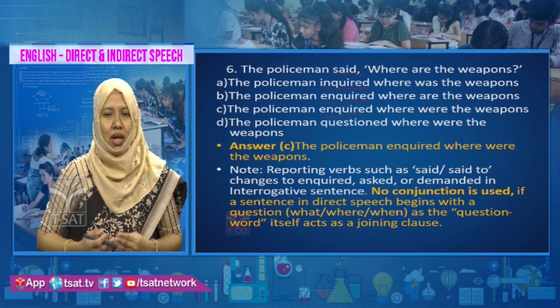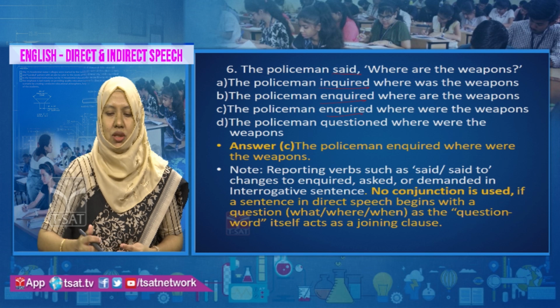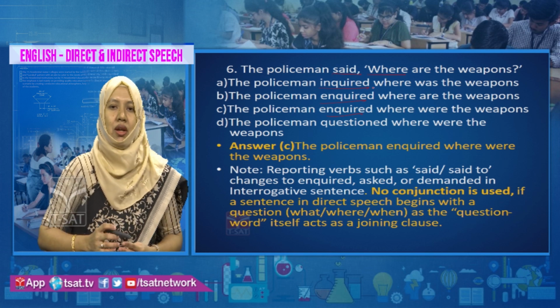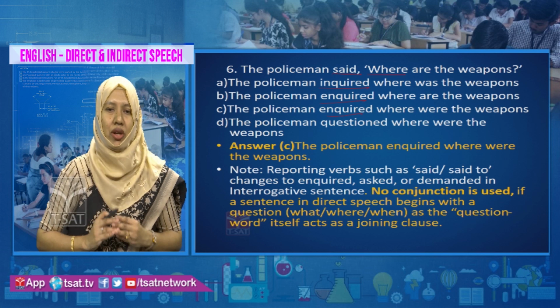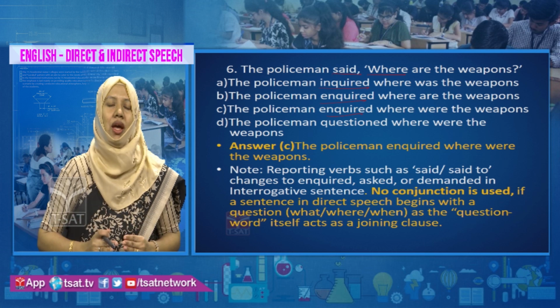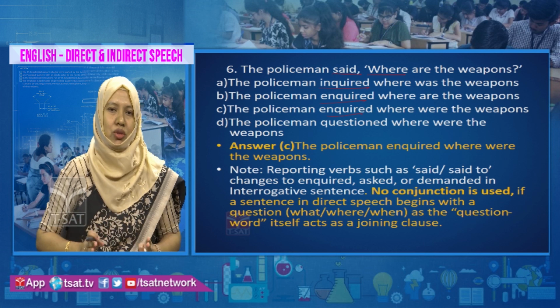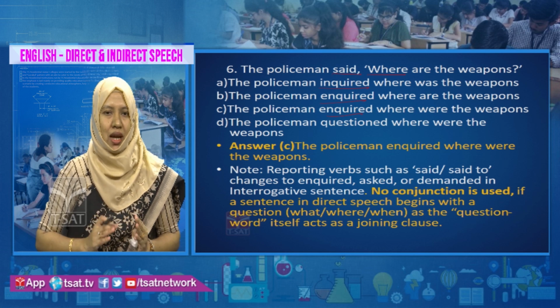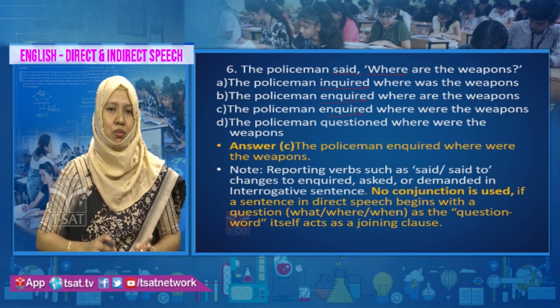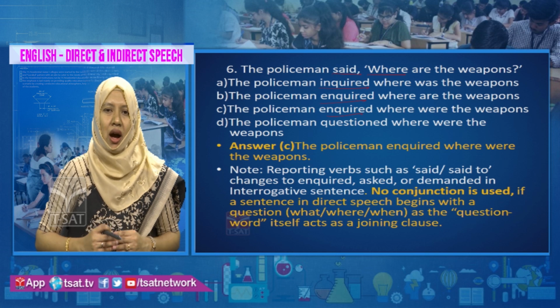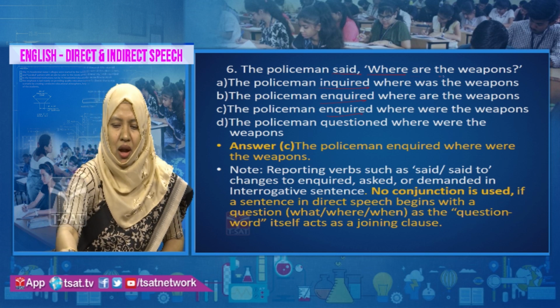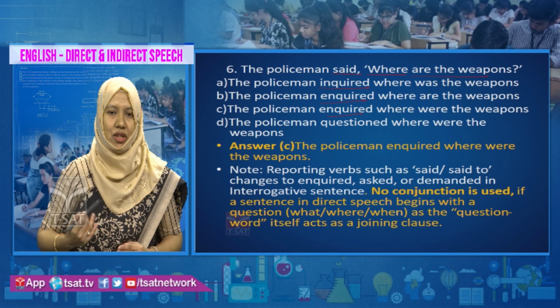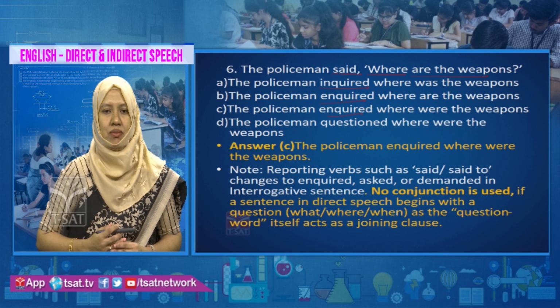Now, no conjunction should be used here, because whenever WH words are used, the WH words only act as conjunctions. You should never use that or any other conjunction here. So, here you can start the sentence in reported speech. The policeman inquired, "Where?" Report this as conjunction as it is. "Are the weapons?" Are the weapons is given. So, present tense will change to past tense.